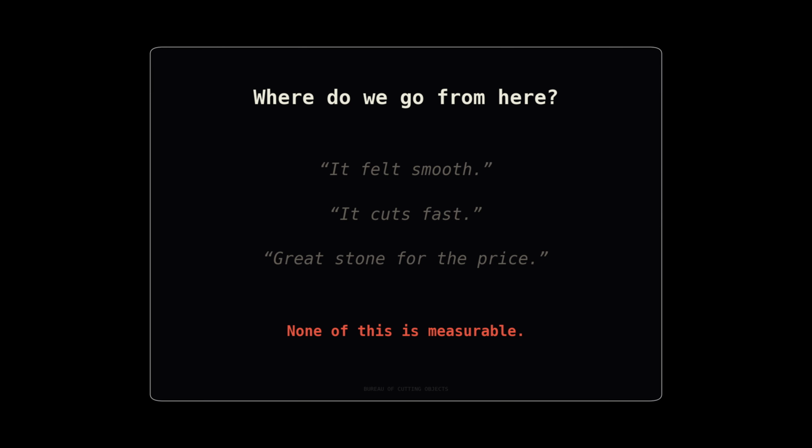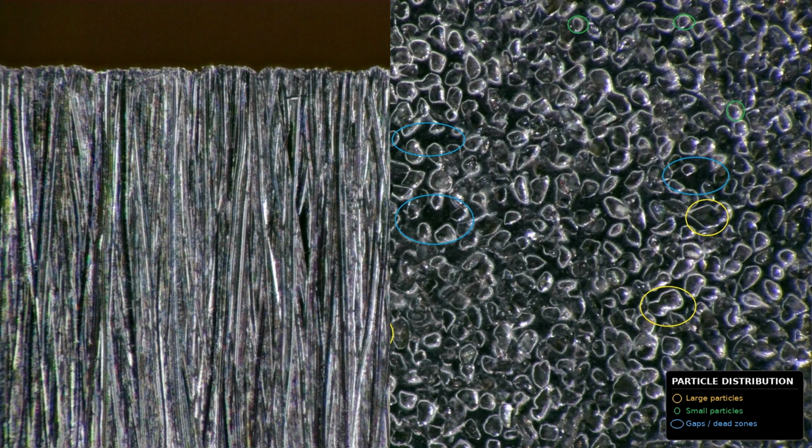So what do we do with this? Stone reviews today are rather subjective. It's smooth, it cuts fast. That doesn't tell us much. So what if we could objectively measure what a stone does to an edge? Not just how it feels, but what it actually produces. Scratch width distribution, spacing consistency, the correlation between particle size and scratch depth.